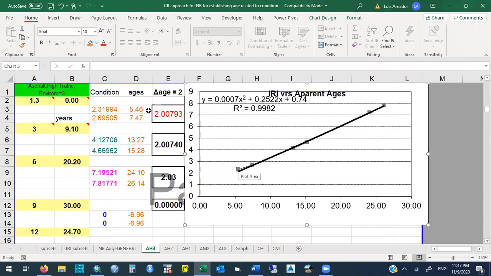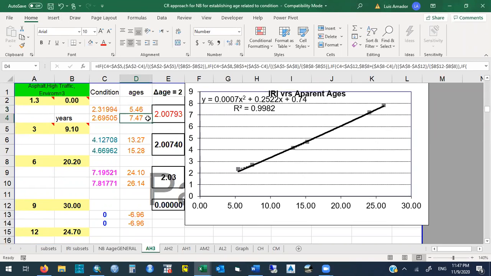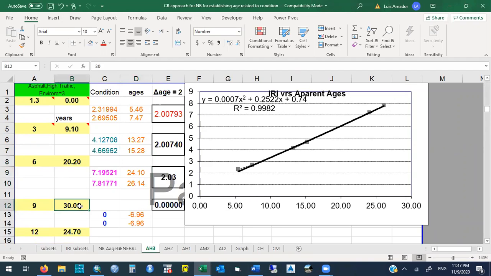Why? Because this is 546 and this is 746 or 747, so it's 2 years separation. 1327, 1527, so it's 2 years separation. 2410, 2610. You can still adjust this a little bit if you want to bring it down to exactly 2. Almost there.